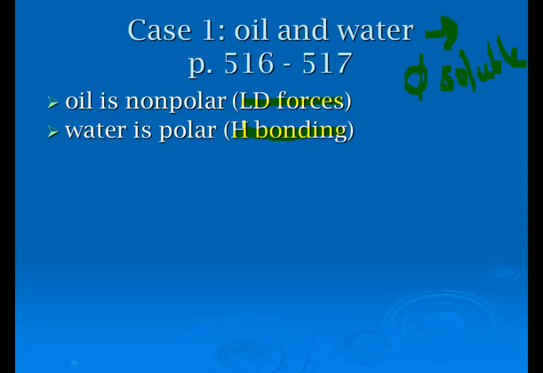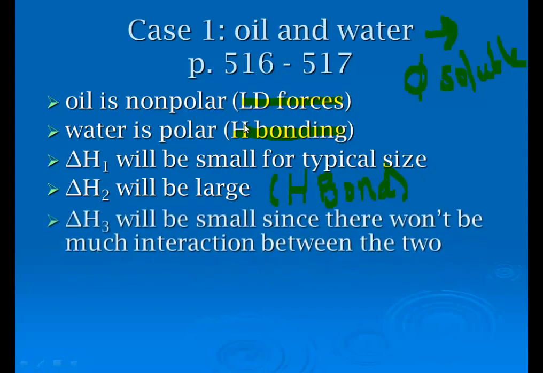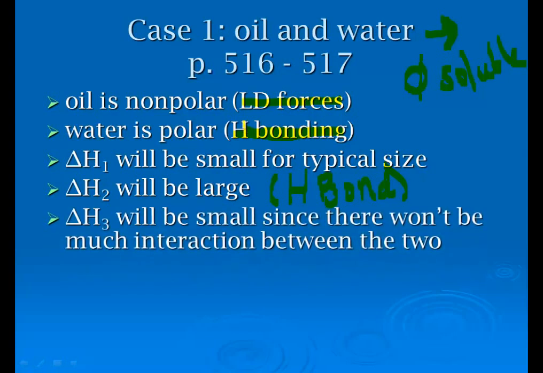Now, it also has London dispersion and dipole-dipole, but hydrogen bonding wins, so that's really talking about what the most important force is. Delta H1 will be small. Why? Because the London dispersion forces are weak, so it's not going to take much energy to separate them. Delta H2 will be large. Why? Because you're trying to overcome the hydrogen bonding, which is really strong. And delta H3 will be small since there won't be much interaction between the two.